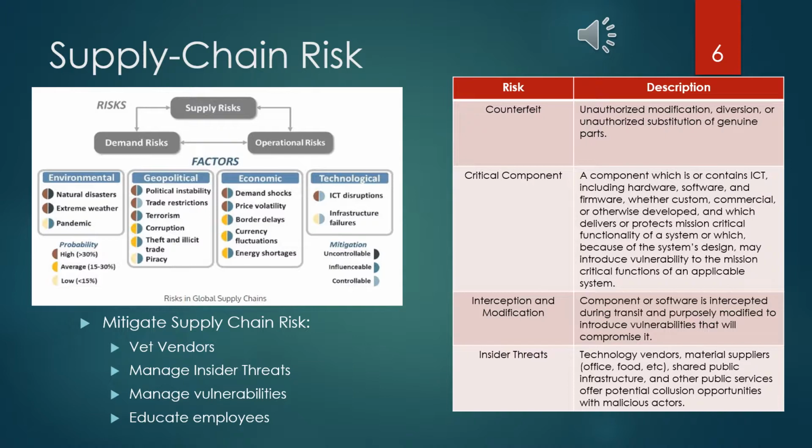Concerns with supply chain include counterfeit items, critical components that can have vulnerabilities built in, and interception and modification of software and/or components during the shipping process. Insider threats should also be considered, as these are one of the easiest ways for attackers to infiltrate networks.